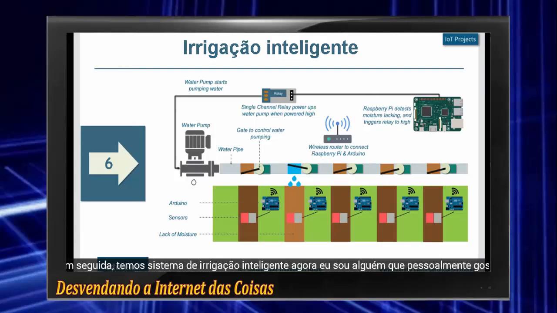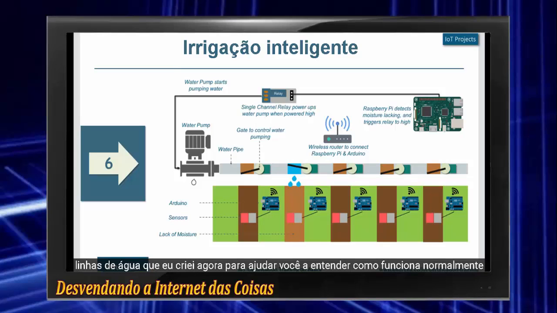Next, we have smart irrigation system. Now I am someone who personally likes gardening a lot. Now this is something that would really make my life easier, because usually what I do is that on Sundays I spend about 2 hours just watering and looking after my plants. Through a smart irrigation system, what it does is that it checks the moisture present in the environment or in the water lanes that I have created.